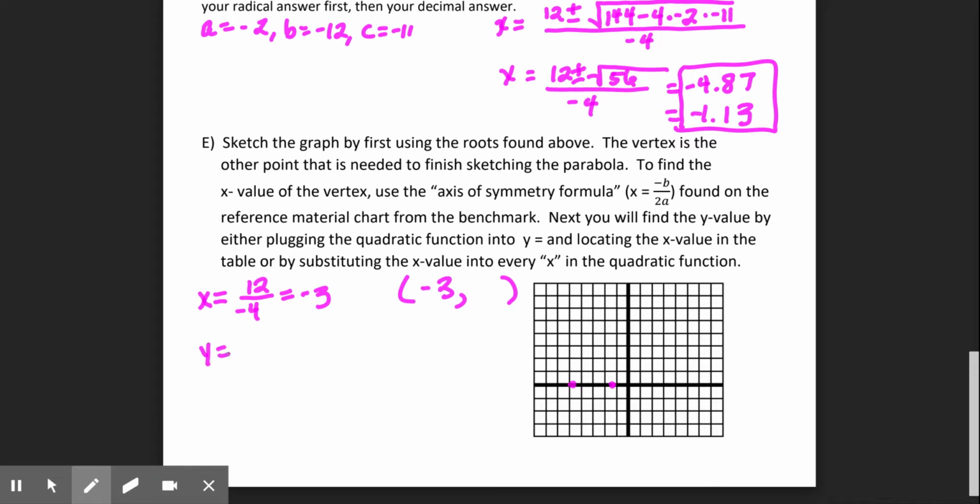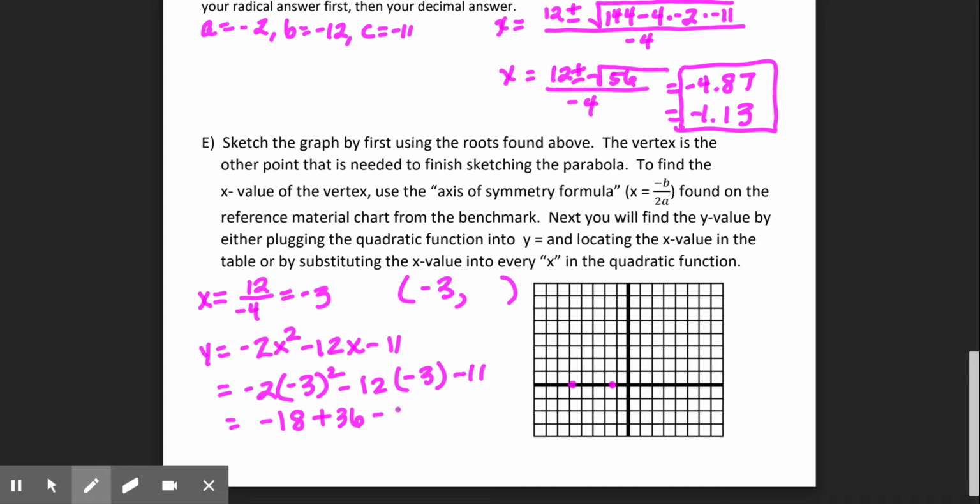So y equals negative 2x squared minus 12x minus 11. So what we're going to do is put the negative 3 in place of every x. And that will give us our y. So let's see, that'll be 9 times negative 2. So that's negative 18. Negative 12 times negative 3 is 36 minus 11. So negative 18 and 36 is 18. 18 minus 11 gives us 7. So the y is equal to 7. So that would be the vertex. So we're going to go left 3 and up 1, 2, 3, 4, 5, 6, 7. So here is our parabola. Okay, there you go.